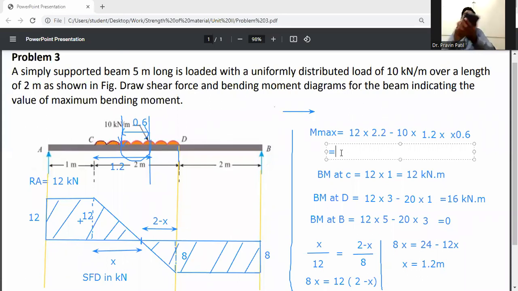So this calculation will be 12 into 2.2 minus 10 into 1.2 into 0.6, which is 19.2 kilonewton meter. So the maximum bending moment is 19.2 kilonewton meter. Now we need to draw the bending moment diagram.